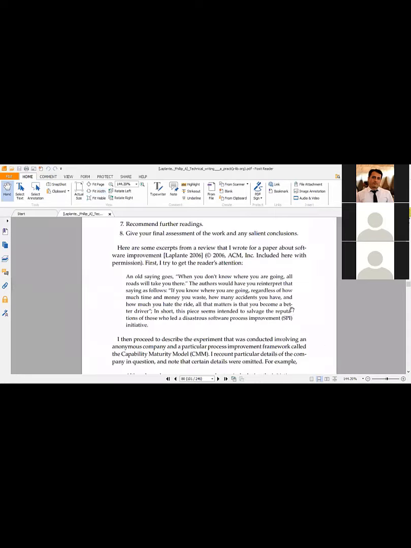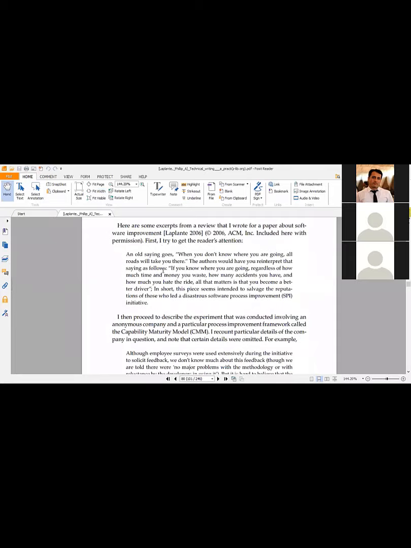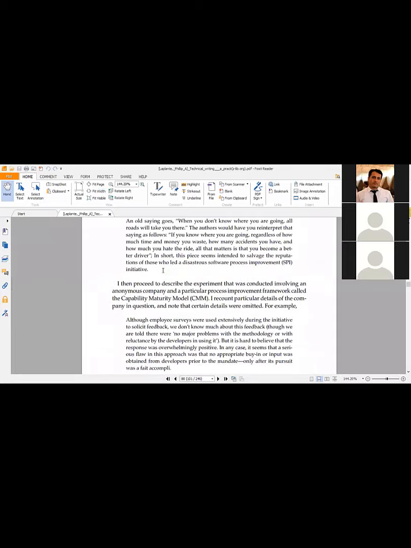Now look at the book. Look at the paragraph. Just read it with me, please. An old saying, from here I'm going to start the paragraph. An old saying goes, when you don't know where you are going, all roads will take you there.